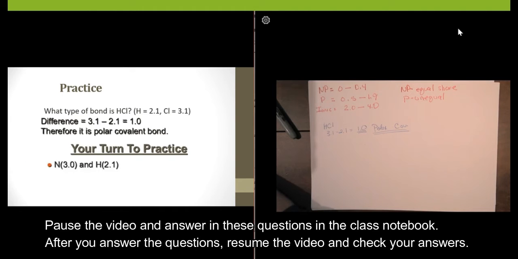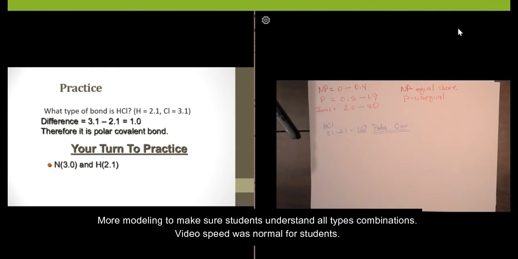All right, so your turn to practice. What about nitrogen and hydrogen? What type of bond is this? It's polar covalent because its difference is 0.9. Try the next one. What about this one? It's nonpolar. The difference is 0, so it has a totally equal share. And this last one, ionic. This one you don't even need the electronegativity numbers, because you know that you have a metal and nonmetal together. What about this one?